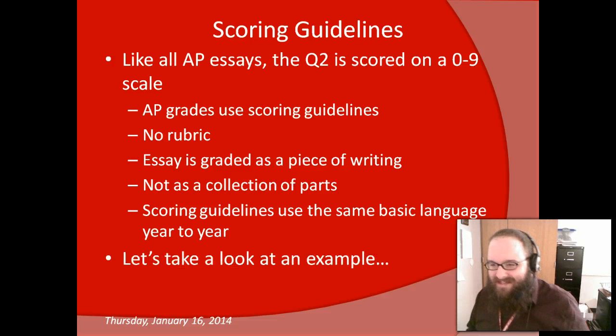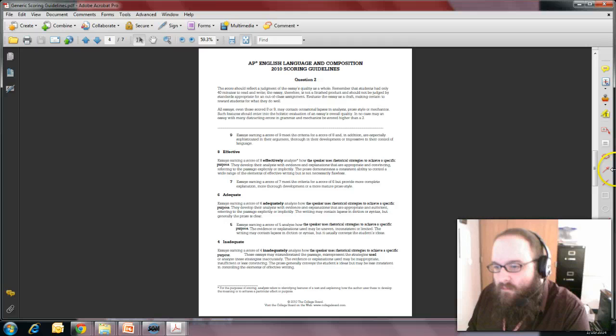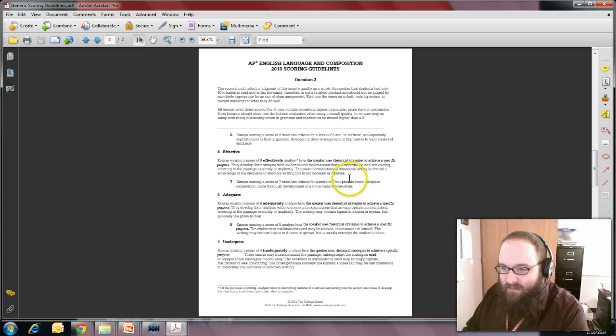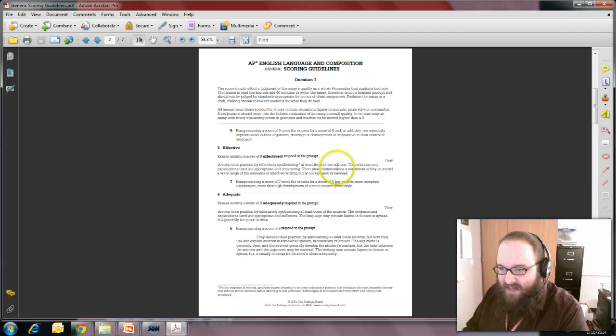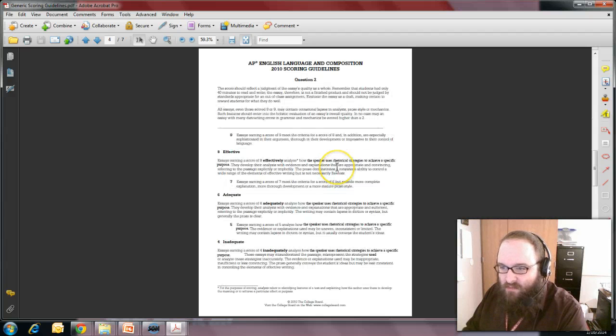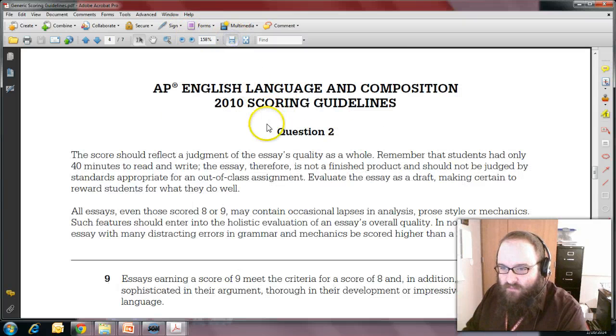So let's take a look at an example of the scoring guidelines. Here are the scoring guidelines. This is just the one I've uploaded here, my generic scoring guidelines. You'll see it starts with question 1, the Q1. You have to scroll down to page 4 to get to question 2.